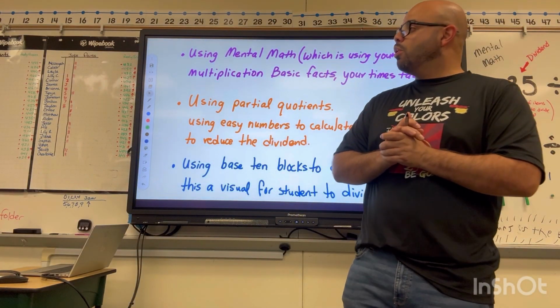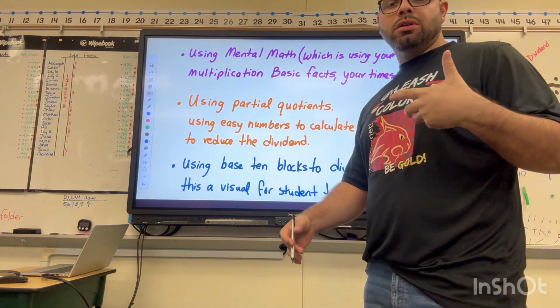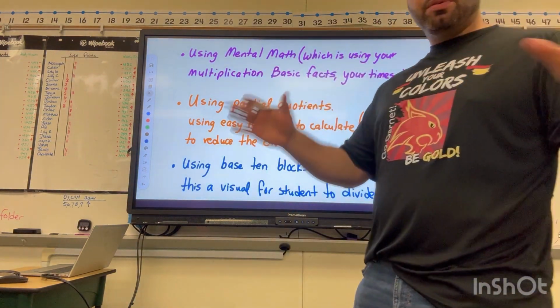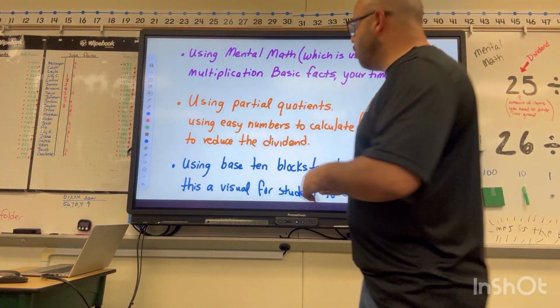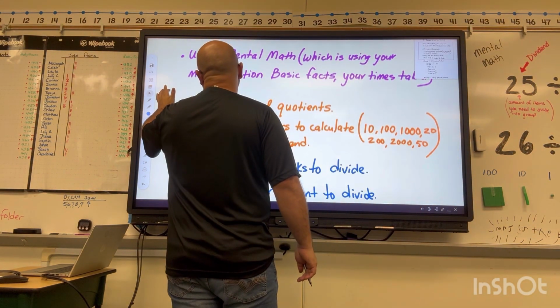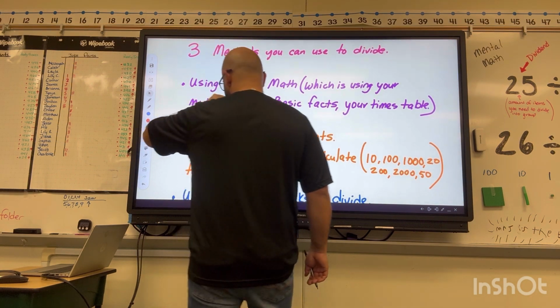I just want to go over a couple of methods that we've been using to divide, right? This whole topic 5 is about dividing by one-digit numbers. And I just want to go over a couple of methods that we've been using, right? There's the third method that I'm going to go over right now.